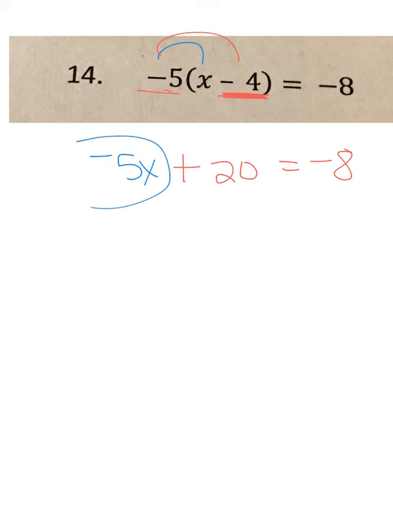I'm going to circle the negative 5x. Opposite of positive 20 is minus 20.